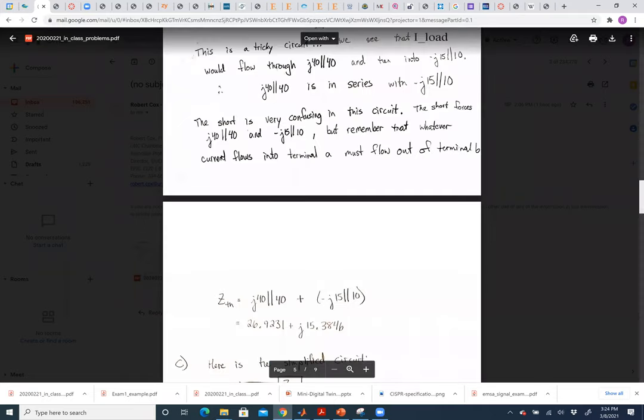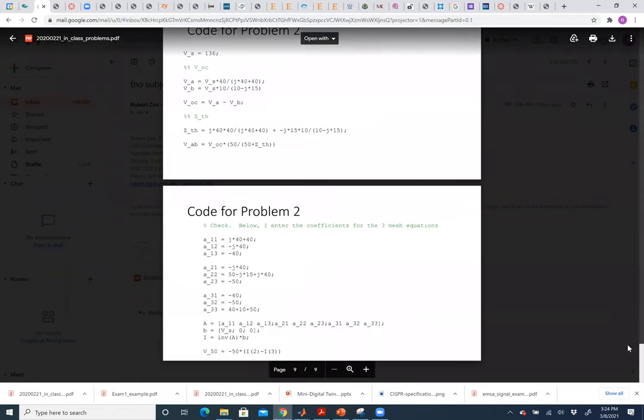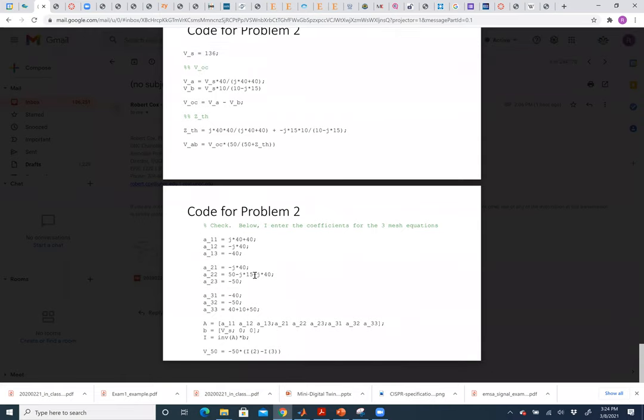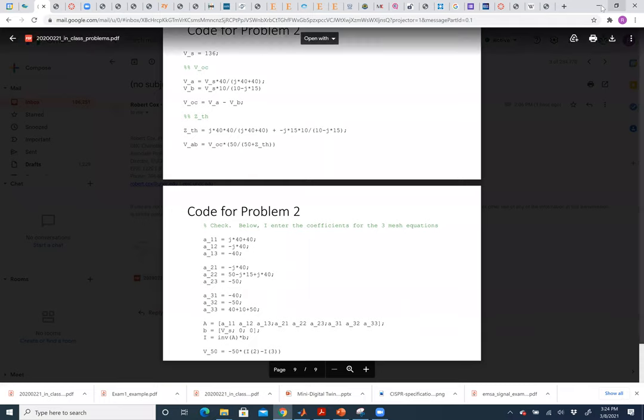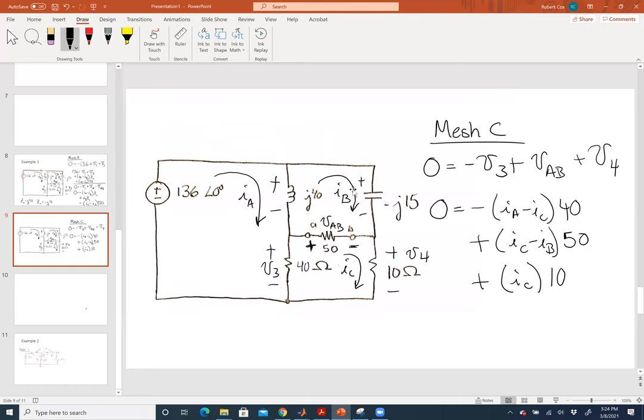I wasn't even planning to show you the code, but basically all I do is group my terms, plug in my values, and solve it. I'll give you that code so you can take a look at it. The key thing is, if I asked you what VAB is, how would you solve that once you've gone through this?